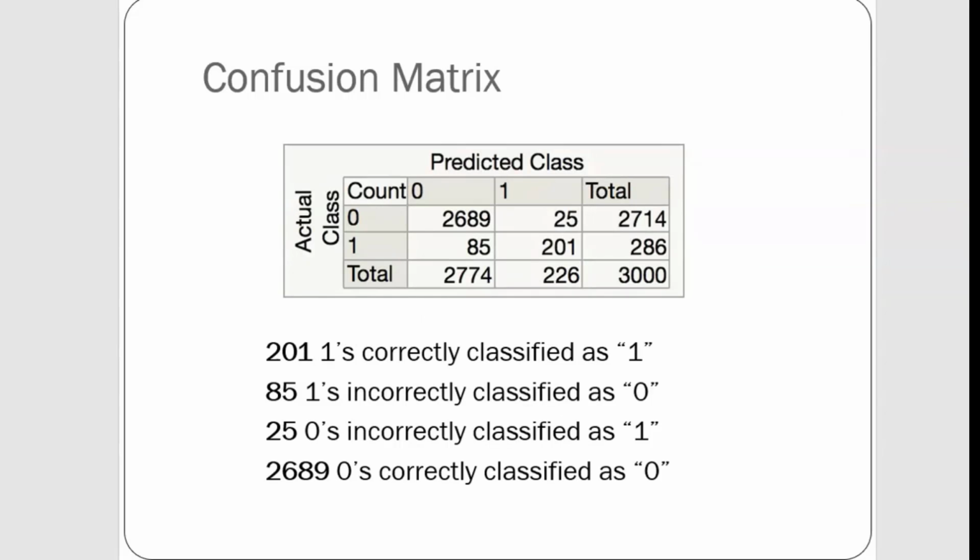Consider this confusion matrix where we have 3000 total records. Suppose we have true negatives amounting to 2689 and true positives amounting to 201. Then we have 85, which denotes our false negatives, and we have 25, which denotes our false positives. Let us calculate the error and accuracy from this algorithm.